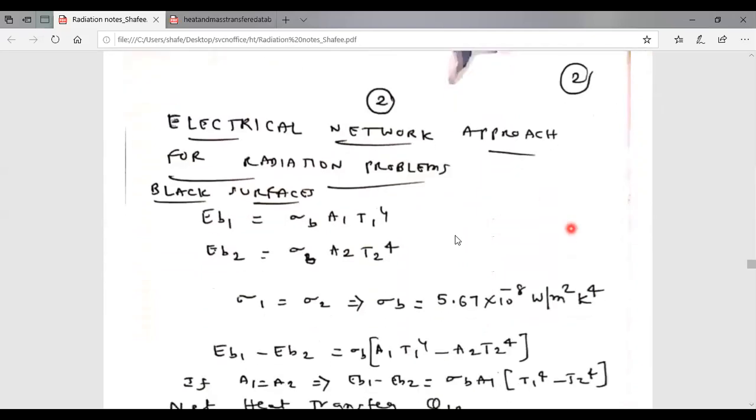So I'll just stop here. Now we will have another 5 minutes. Again, you rejoin. Then I'll explain what this electrical network approach is, and we'll see how I can reduce whatever I have discussed into a simple electrical network problem. Any problem based on radiation heat transfer can be reduced to the electrical network approach. Okay, and we'll solve some more problems.